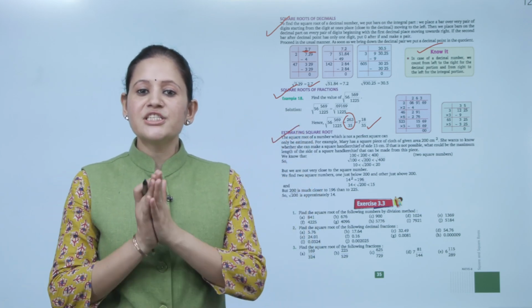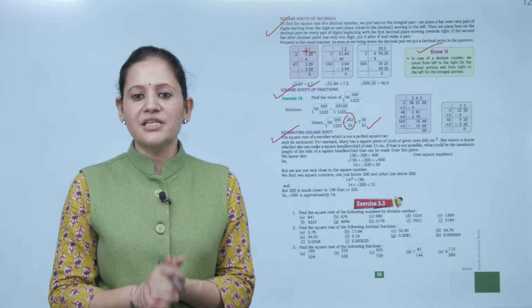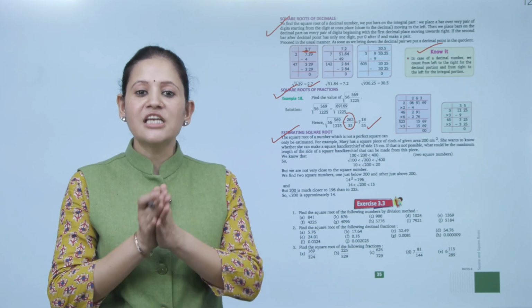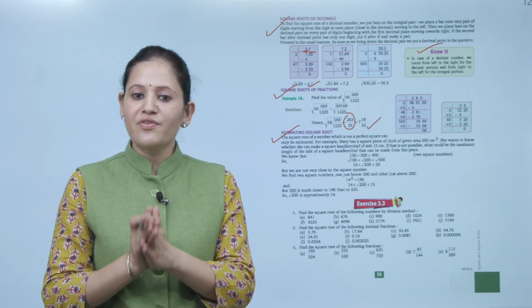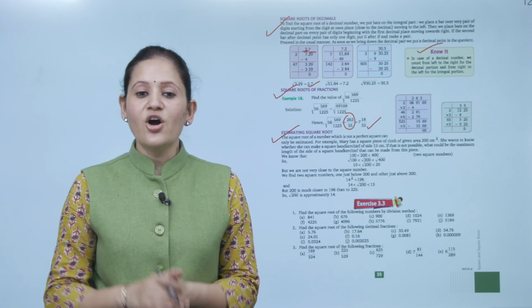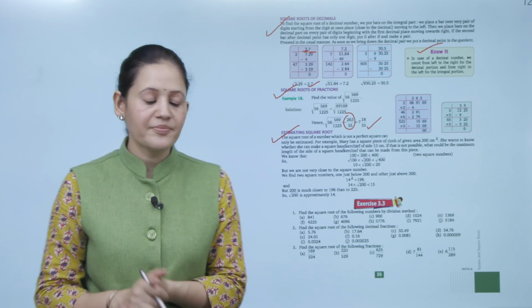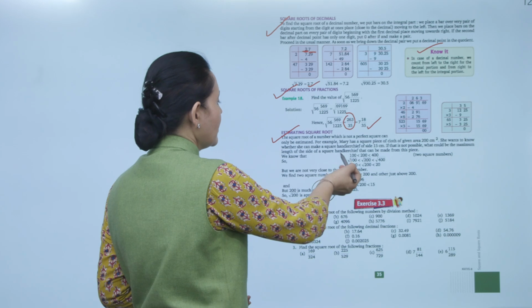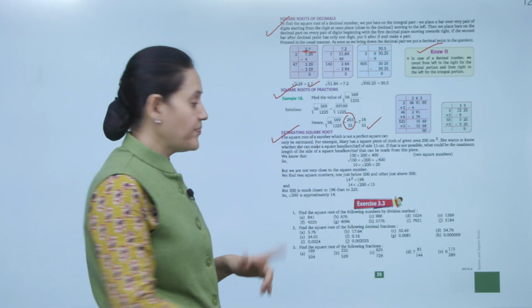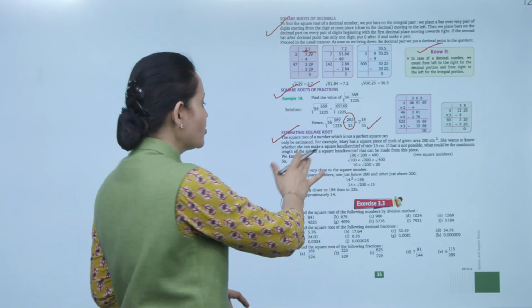Next is estimating square root. The square root of a number which is not a perfect square can only be estimated. For example, Mary has a square piece of cloth with area 200 centimeter square. She wants to know whether she can make a square handkerchief of side 15 centimeter. If that is not possible, what could be the maximum length of the side of a square handkerchief that can be made from this piece? So we know that 200 is more than 100 but less than 400. Clear?